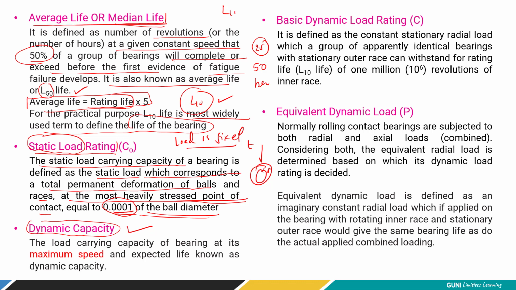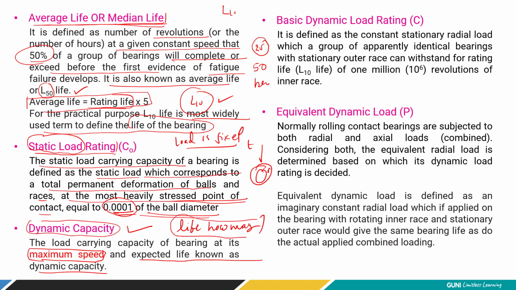The load carrying capacity of a bearing at its maximum speed. See here the word is written: when the bearing operates at maximum speed, the load that you are applying on the bearing safely without any failure, that will be termed as dynamic capacity, and the expected life is known as the dynamic capacity, right? Here the bearing basically does support the load, but how many hours or how many revolutions it can sustain under the given loading situation is defined as the rating.